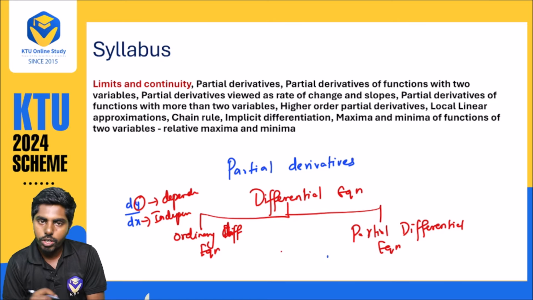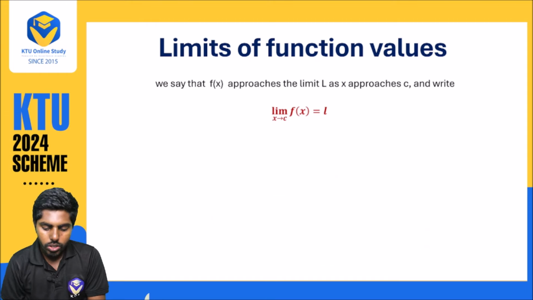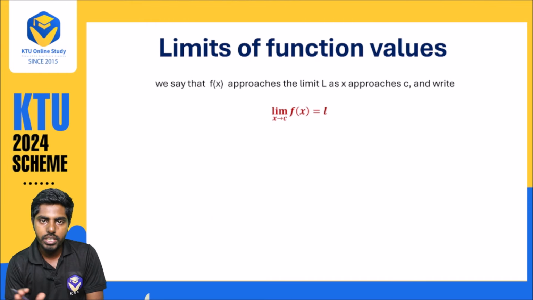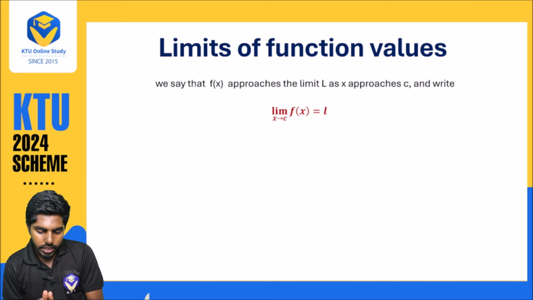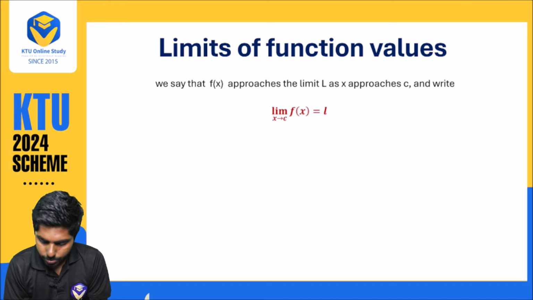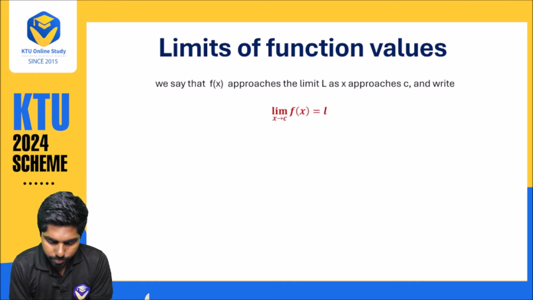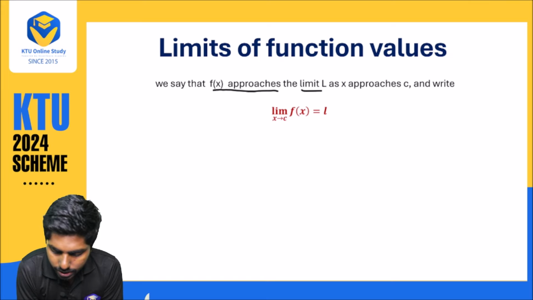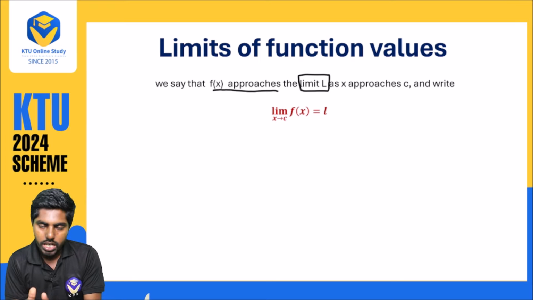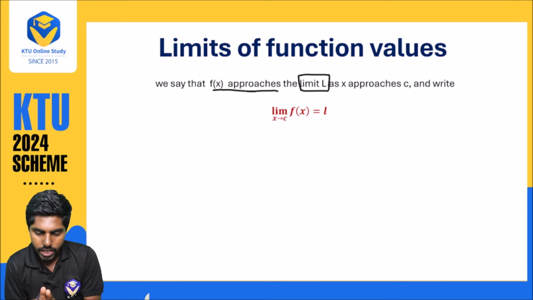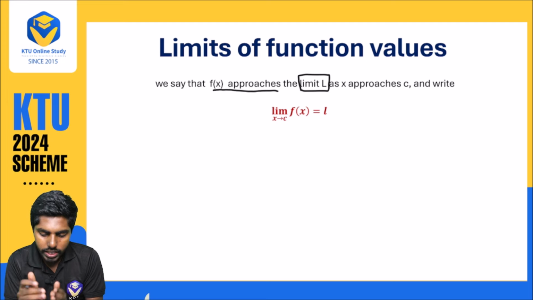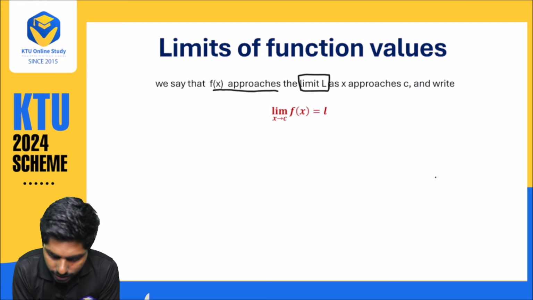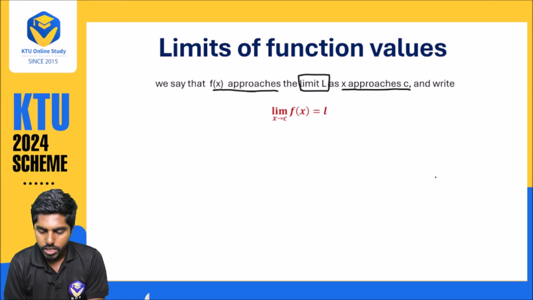So let me go to the topic. Limit of a function value. What is limit of a function value? Limit means we say that f of x approaches the limit L. Approaching means very close to L. When f of x is approaching very close to L, that is under a certain condition, that is x approaches to C.